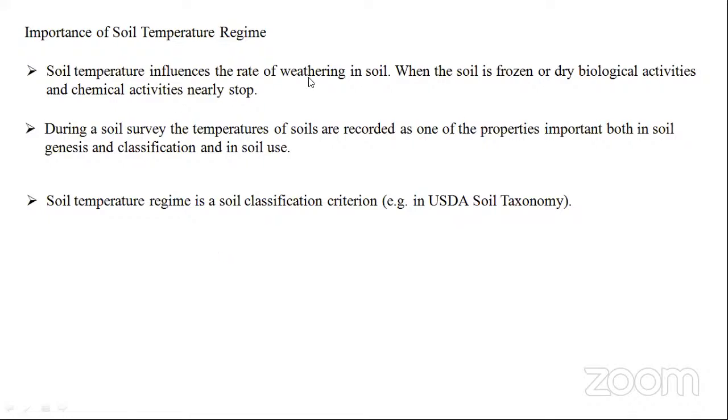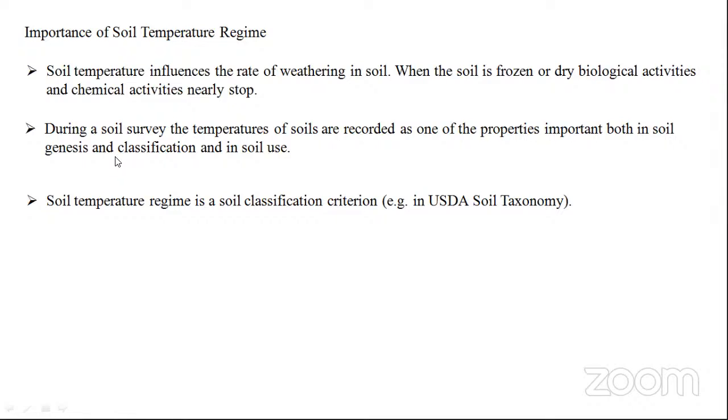As I said, it influences the weathering in the soils. Sometimes this temperature also plays a major role in controlling the biological activity and chemical activity. And also during soil survey, the temperature of the soils is recorded as one of the properties in both soil genesis and classification. As I said, we use this temperature in both classification and genesis of the soil.